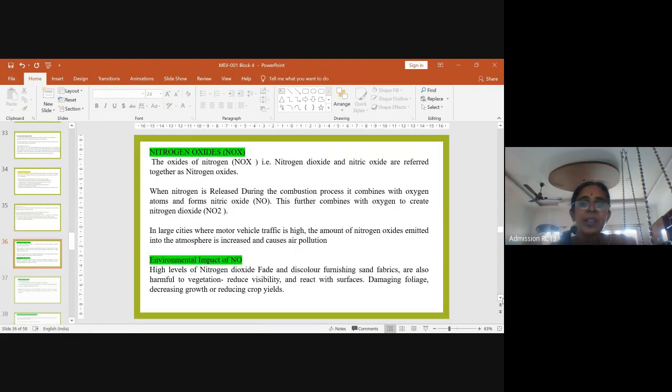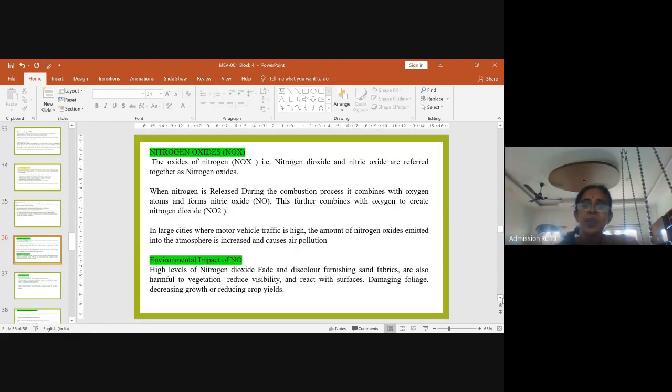The next one is nitrogen oxides. Nitrogen dioxide and nitric oxide together we call nitrogen oxides. When nitrogen is released during the combustion process, it combines with oxygen and forms nitric oxide. It further undergoes oxidation to form nitrogen dioxide. In urban areas or metropolitan cities where there is heavy traffic, the amount of nitrogen oxides emitted into the atmosphere increases and it causes air pollution.